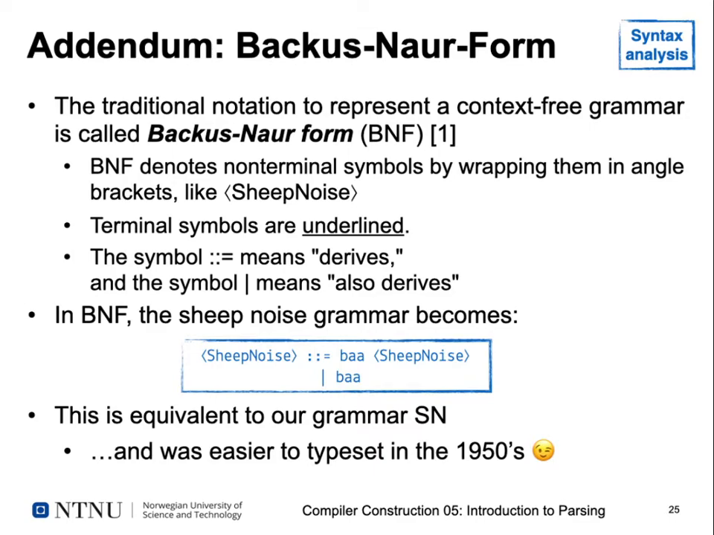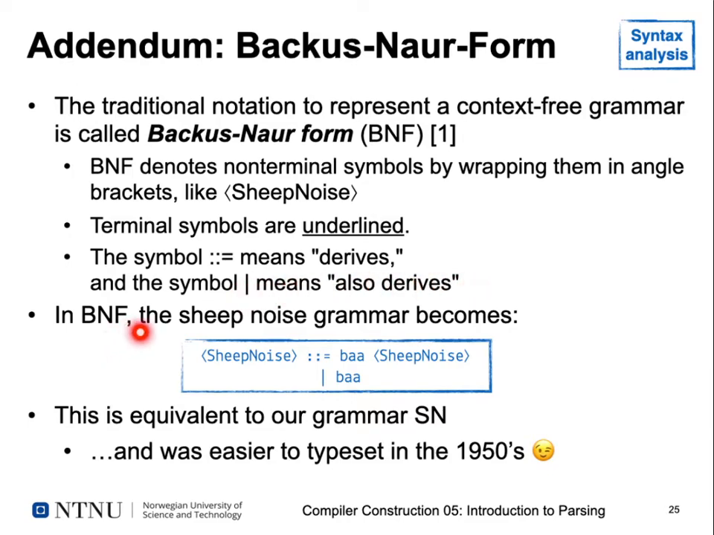So the notation we've used here is a more modern abbreviated notation. The traditional notation to represent context-free grammars is called the Backus-Naur form, or just BNF. BNF denotes non-terminal symbols by wrapping them in angle brackets. So our sheep noise would be written like this one here, and terminal symbols are underlined. The symbol ::= means derives, and the pipe character means also derives, so an or.